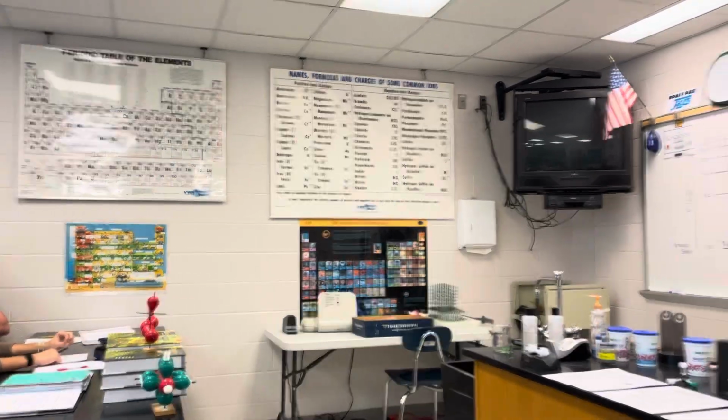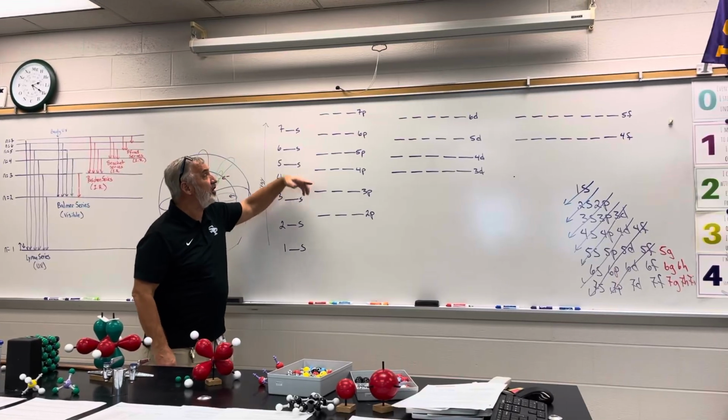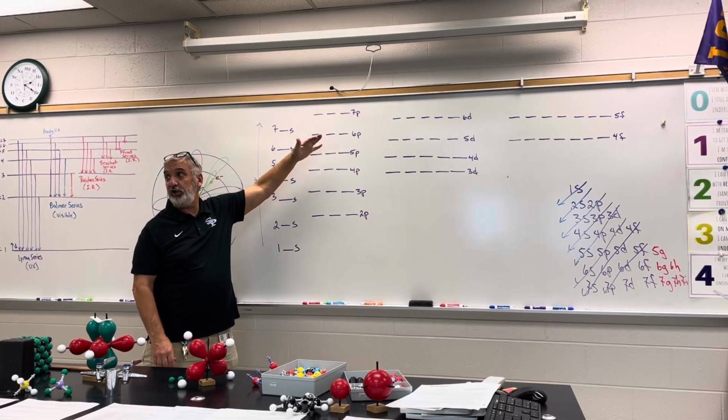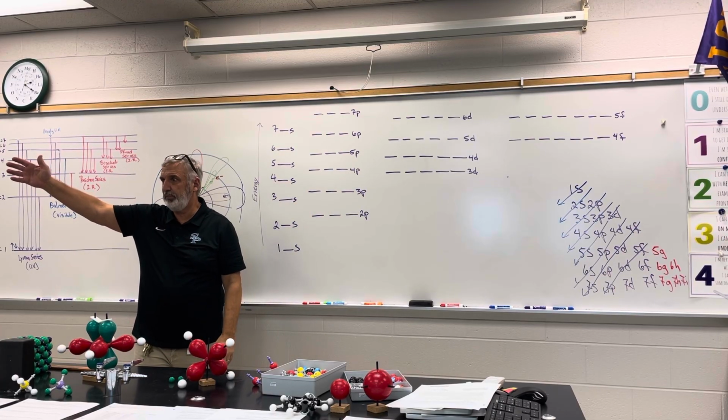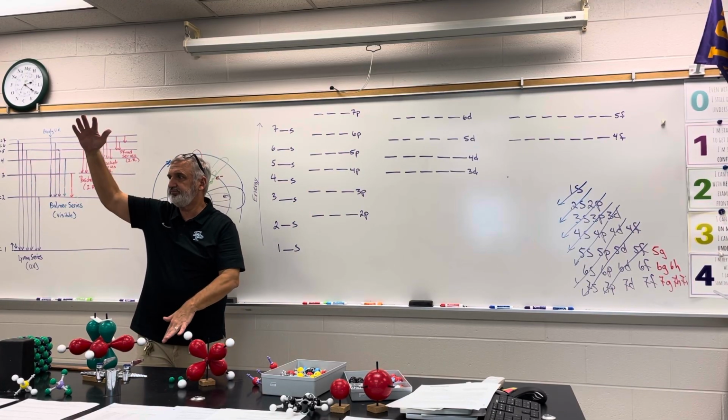So I'm only going to go to here. When you draw an arrow diagram, you do not have to draw all the stuff above if you don't go to it. You only draw up to where you need. So that tells me, oh, I only need to draw up to 4p. I don't have to draw the whole thing.